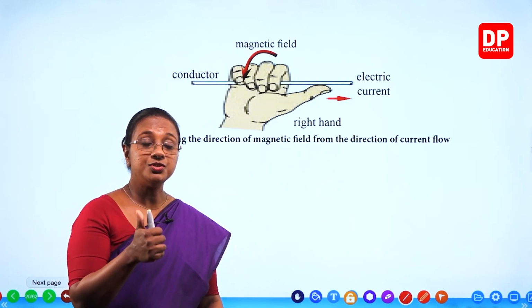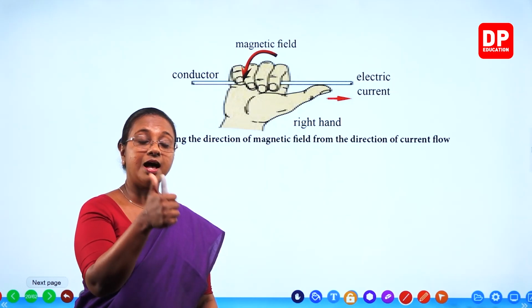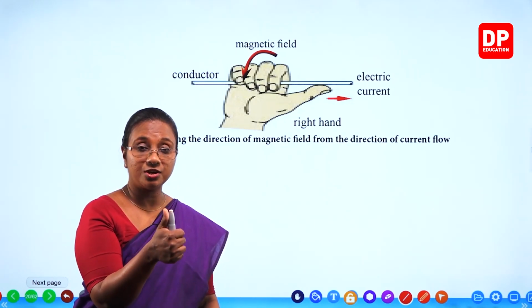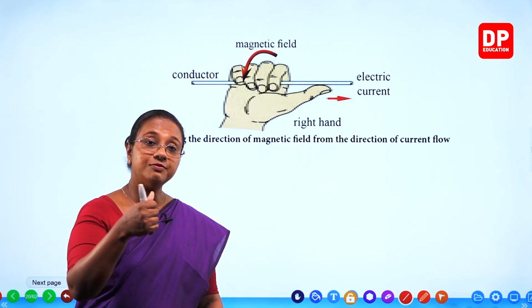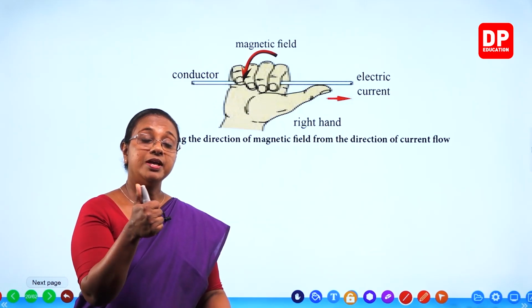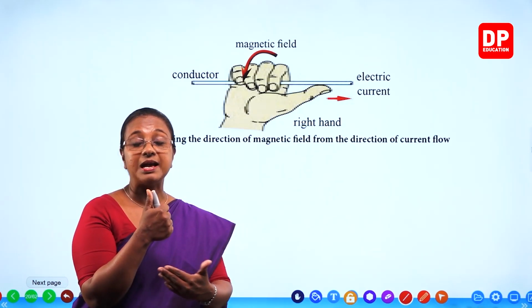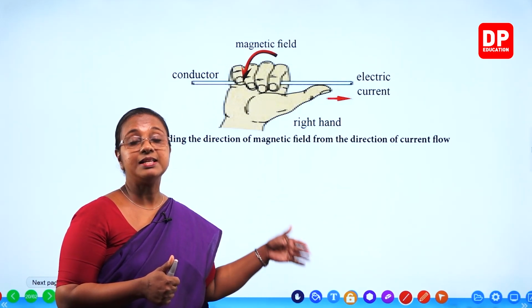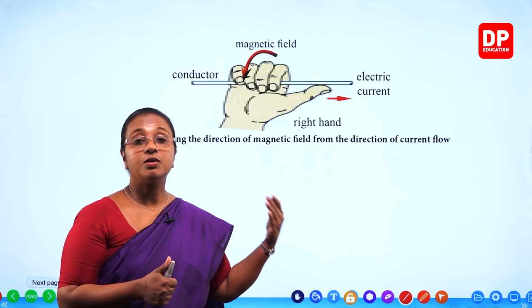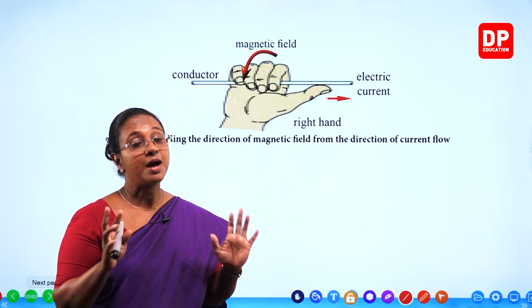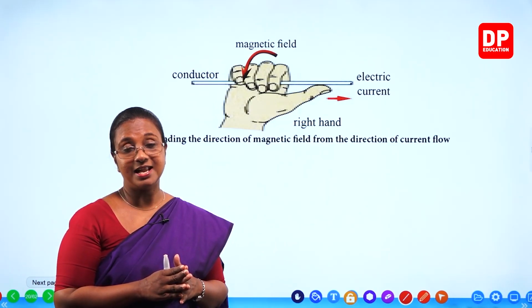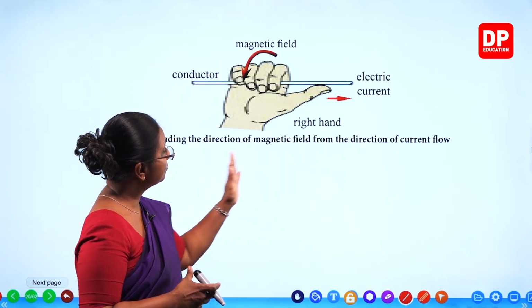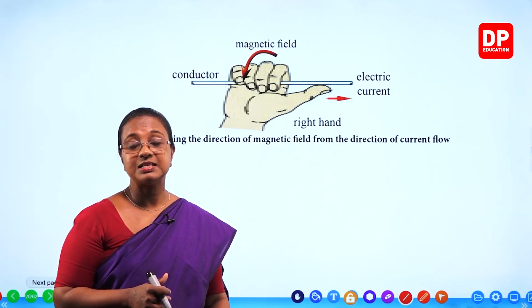So always you need to use your right hand. Thumb should point towards the direction of the current flow. The other four fingers point to the direction of the magnetic field. So this also gives the same result as the Maxwell corkscrew rule. I'm sure you all can understand that. So with that, students, we will move on to the next slide.